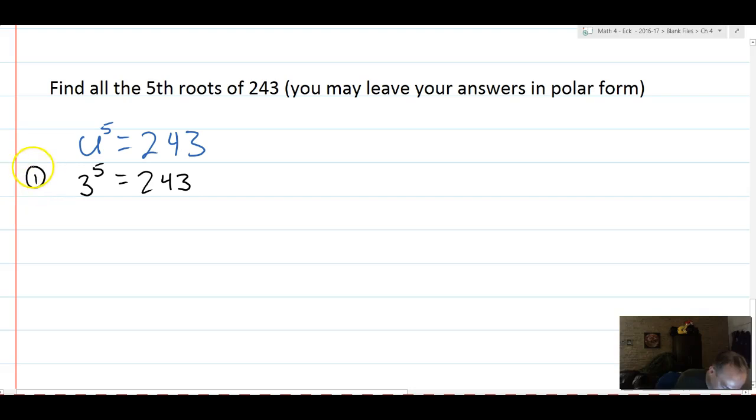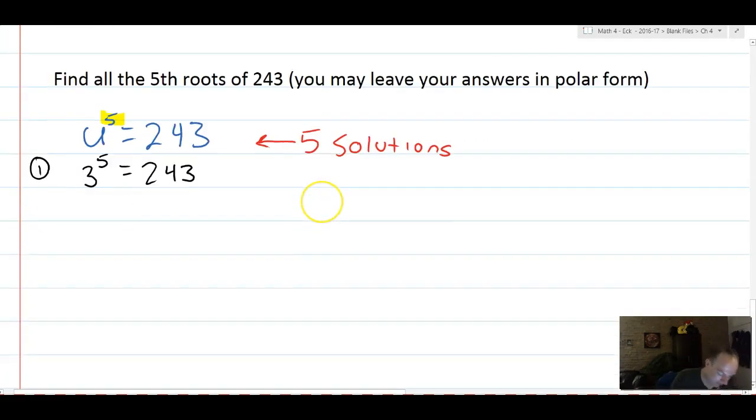So that's a 1. I know, though, because of the fundamental theorem of algebra, that this had better have 5 solutions because the degree of that polynomial is 5. So how am I going to find them? I need 4 more. I've already got one. I also can't seem to think of any more real solutions, so I'm afraid the other 4 are all going to be complex numbers.